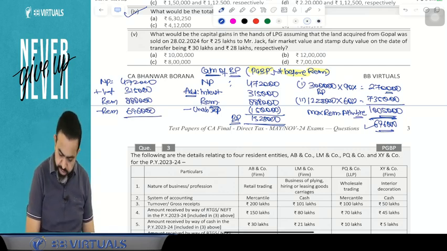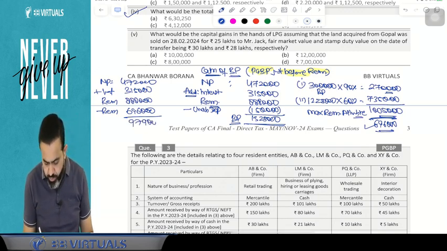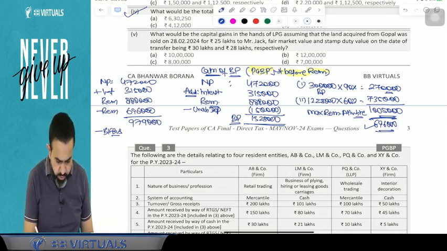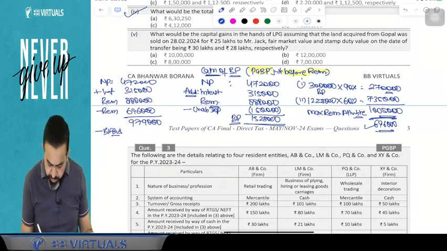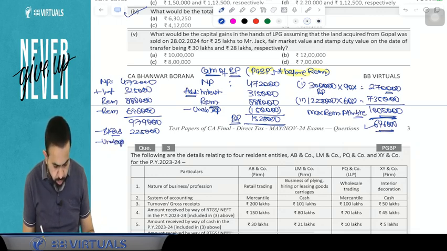So here 472 plus 3,15,000 plus 888,000 minus 6,96,000. It comes to 9,79,000. Out of that, guys, unabsorbed depreciation and brought forward business loss are allowed. Brought forward business loss is 2,25,000, I think. Yes, 2,25,000 is allowed. And guys, unabsorbed depreciation of 1,50,000 is also allowed.